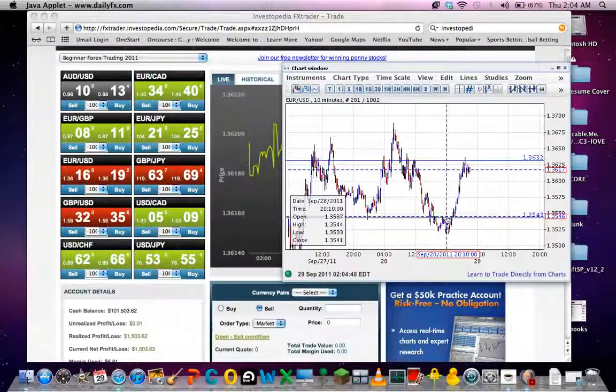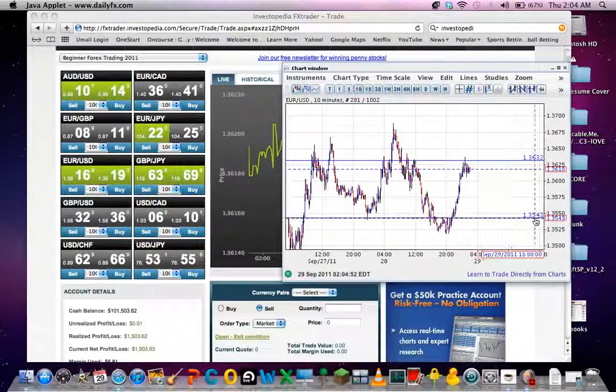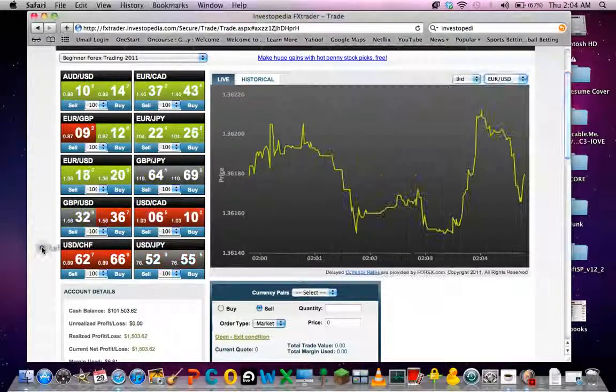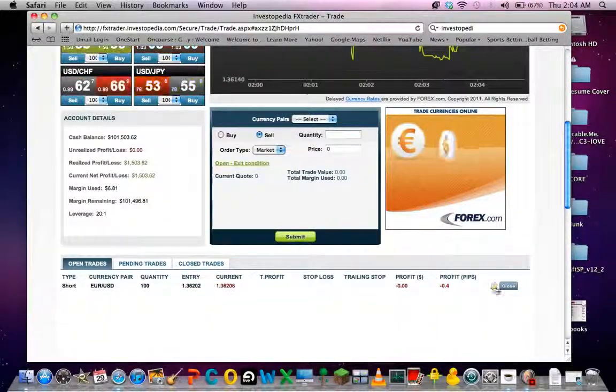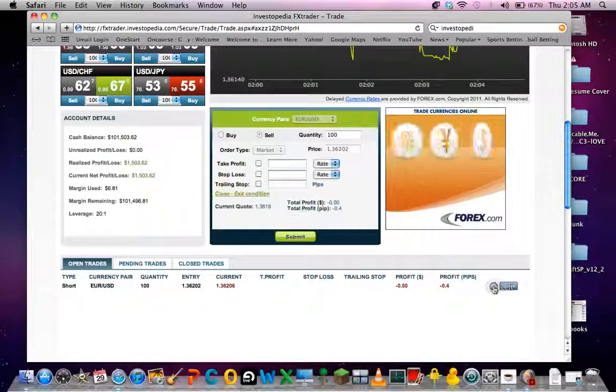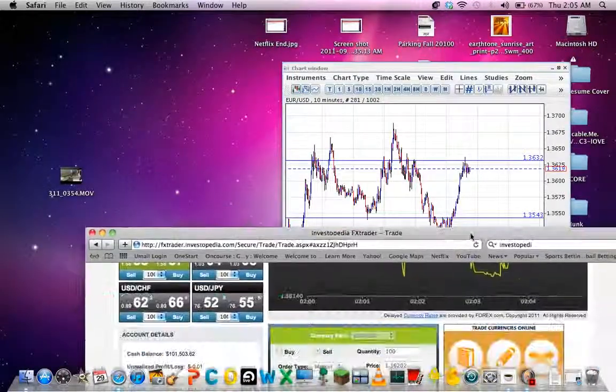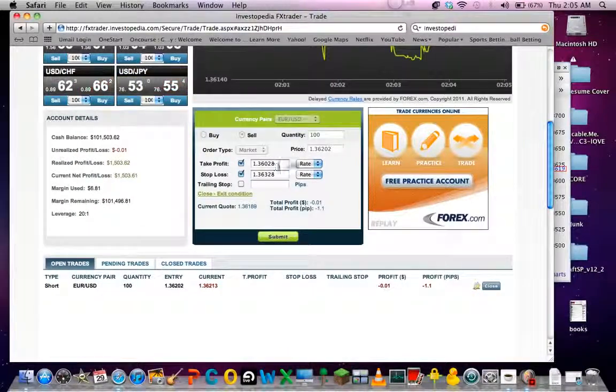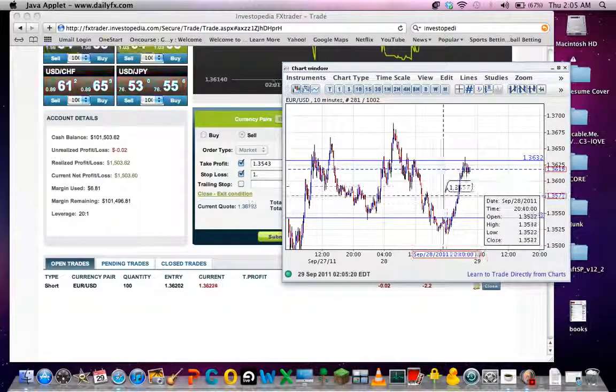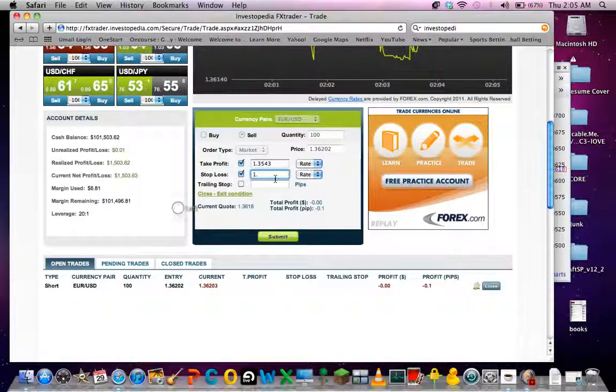So first let's put in our take profit or our limit order. So 1.3543, that's where we're hoping it would go. So the currency goes in here, down here, and we're going to add a condition. So we're going to do take profit and a stop loss. So what we wanted at our take profit was 1.3543. And the stop loss was up at 1.3632.